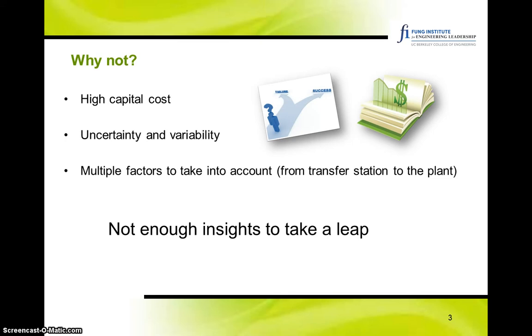Because of uncertainty and variability that comes along with the feedstock, there is variability in amount and frequency of waste we collect from the curbside, and there is also variability in the composition of the waste we can collect. There are also multiple factors to take into account, from transfer station to a plant. There are logistic costs, operational costs, tipping fees. So there are not enough insights for companies now to take a lead.